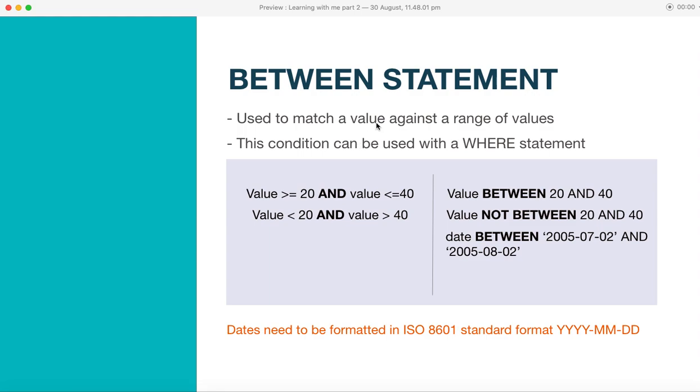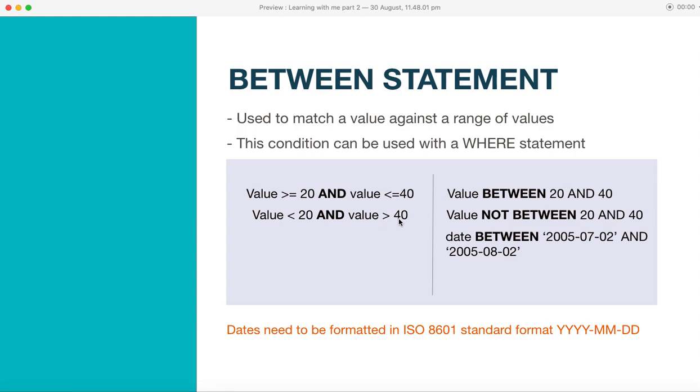Generally the between statement is used with the where statement, the condition. Let's say you want to filter out the patients' records from the age of 20 to 40. Generally we'd give values greater than or equal to 20 and values lesser than or equal to 40, where value is the age. Instead of giving it like this, you can mention value between 20 and 40. So basically the between statement is combined with the logical operator and.